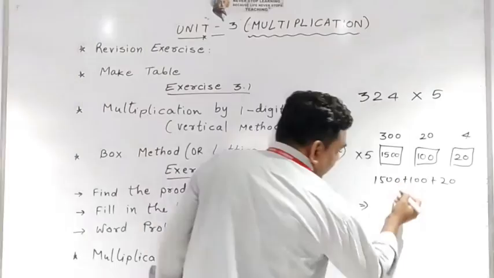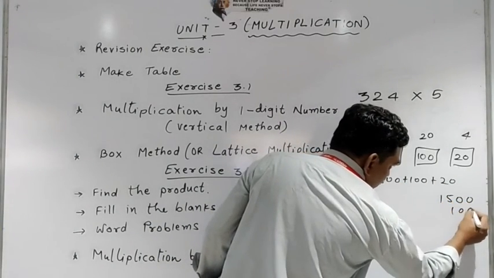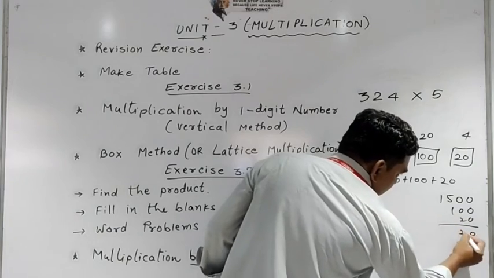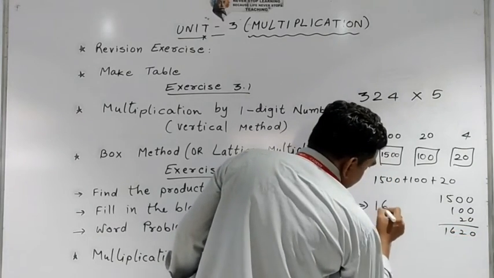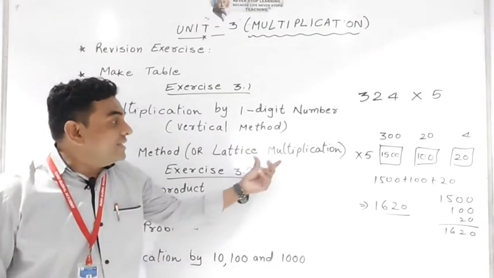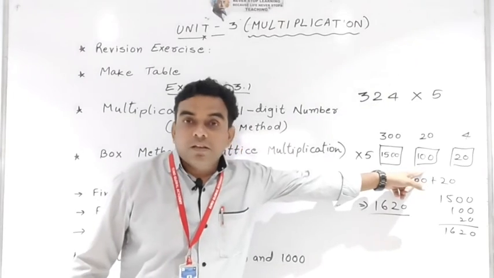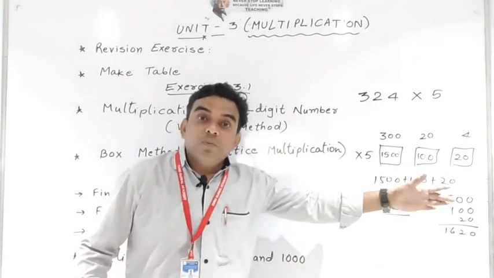You have to add all of these. That means if you arrange them in a column, you can arrange this in a column. You can see that, 1620. So students, this is the lattice method, whatever you can say, the box method. You can see here the boxes. So it is said to be a box method.